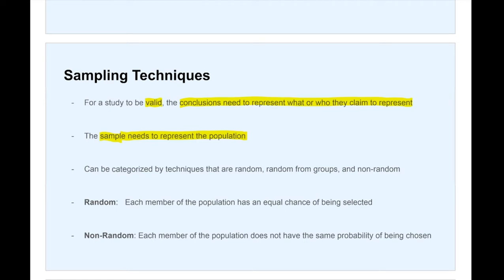Now, how we sample can be categorized into random, random from groups, and non-random. We're going to be looking at the two overall categories of it either being random or non-random. If you use a random sampling technique, then each member of the population has an equal chance of being selected. If it's non-random, each member does not have the same probability of being chosen. So not everyone has the same chance of being chosen. Those are the differences between a random and a non-random sampling technique.